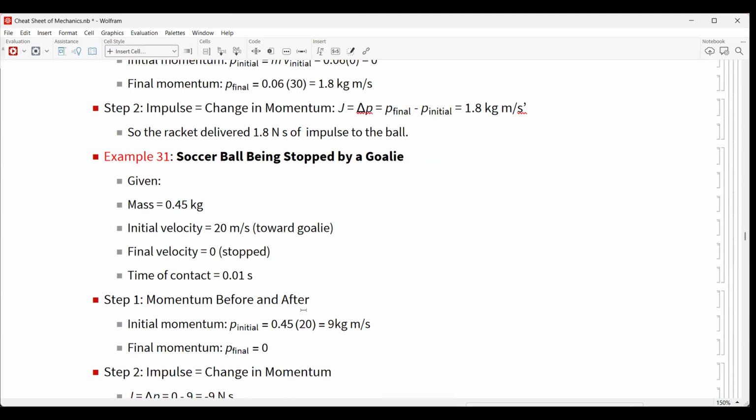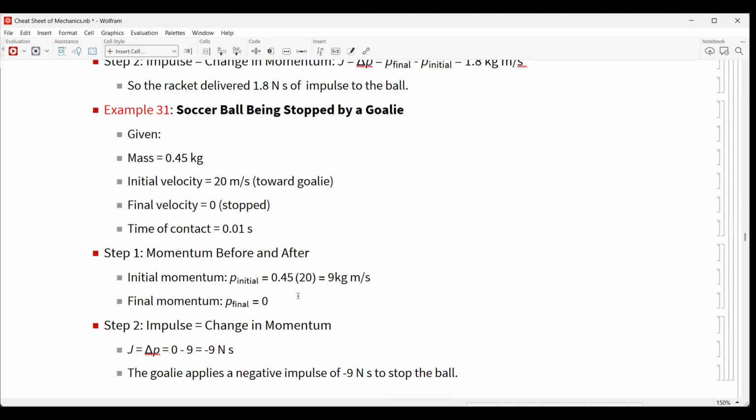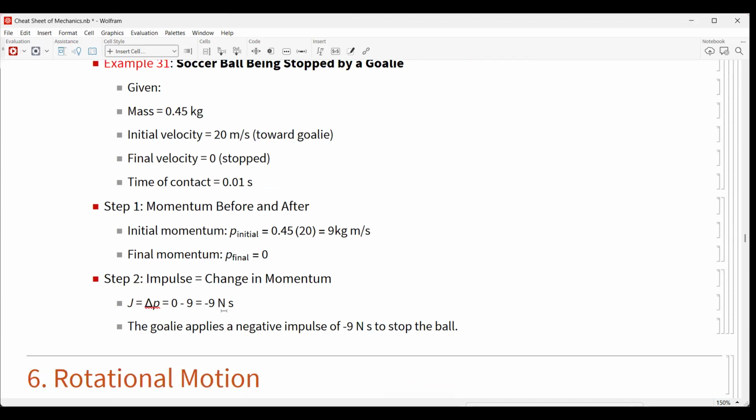So momentum before and after. The initial momentum is 0.45 times 20, 9 kilogram meters per second. The final momentum is equal to 0. So the impulse here is negative 9 Newton seconds. So the goalie applies a negative impulse to stop the ball.